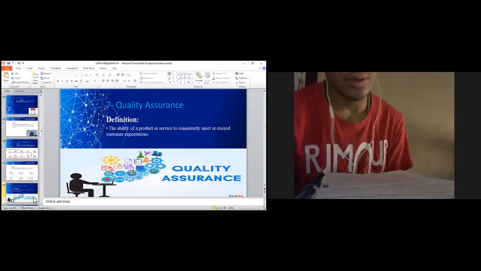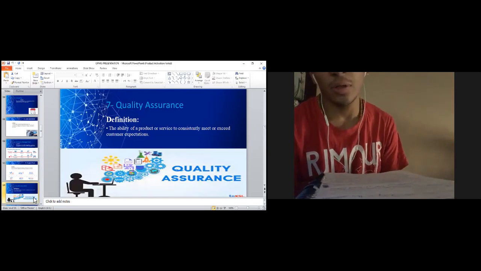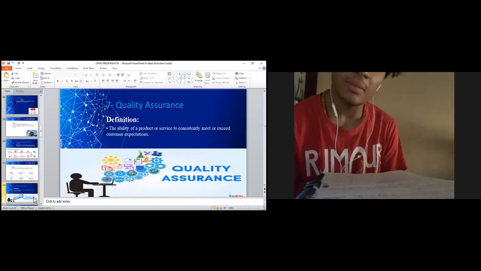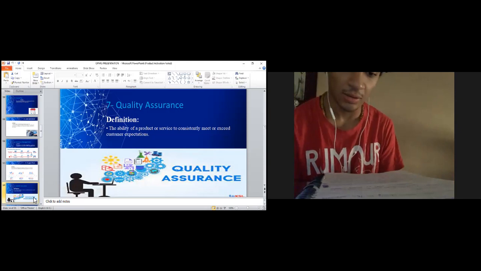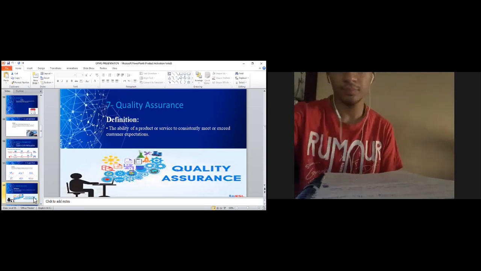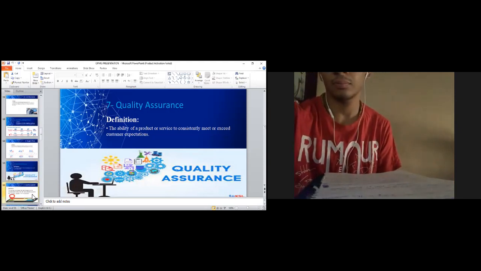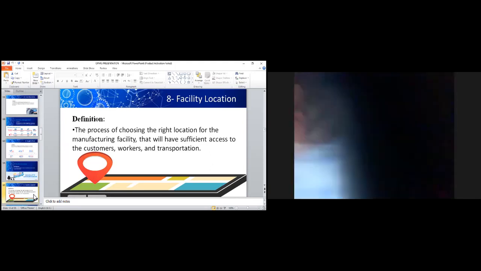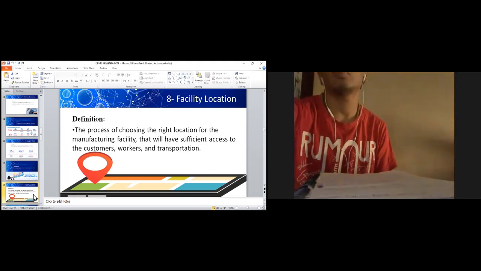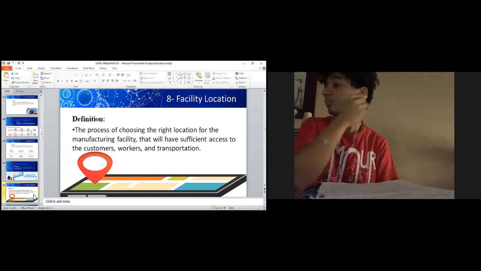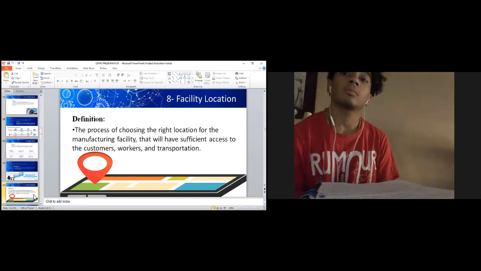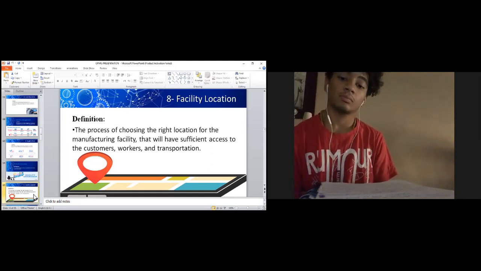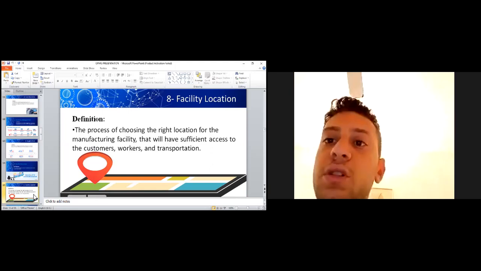Quality assurance is the ability of the product or service to constantly meet or exceed the customer's expectations. The facility location is the process of choosing the right location for the manufacturing facility that will have sufficient access to the customers, workers, and transportation.